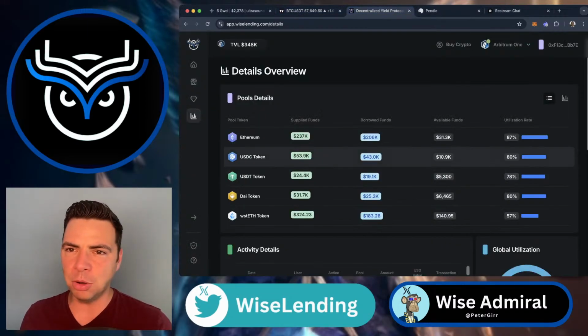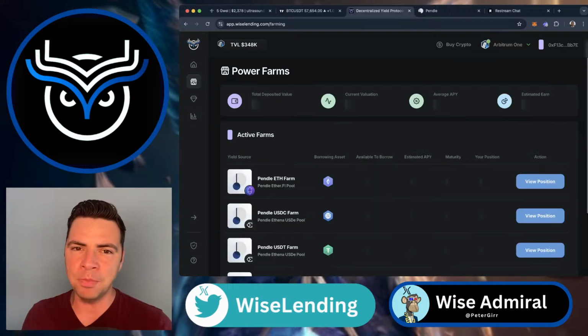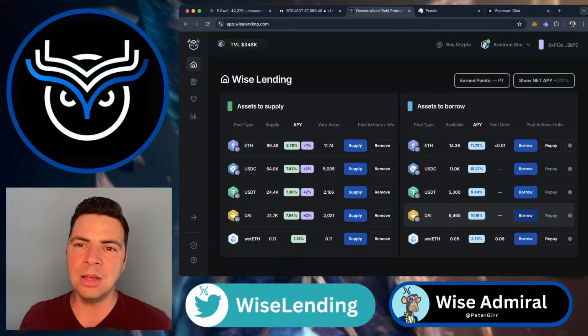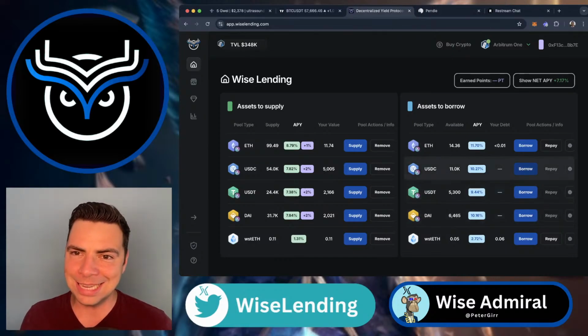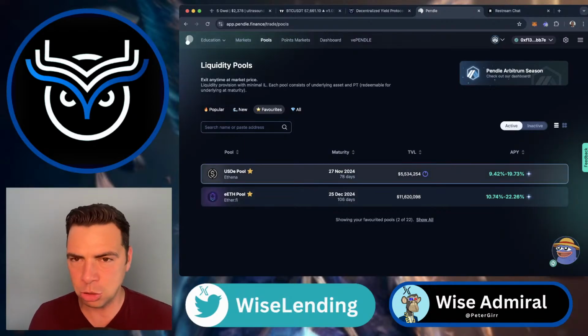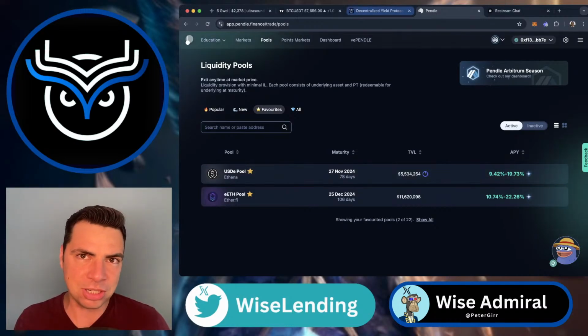Because if we go back to the protocol, the utilization is correct at 80%, that's optimal. But unfortunately, people are paying 9 and 10% APY when the source APY has gone down to 9.42%. So we need to also change that APY to 8% at 80% utilization rate.